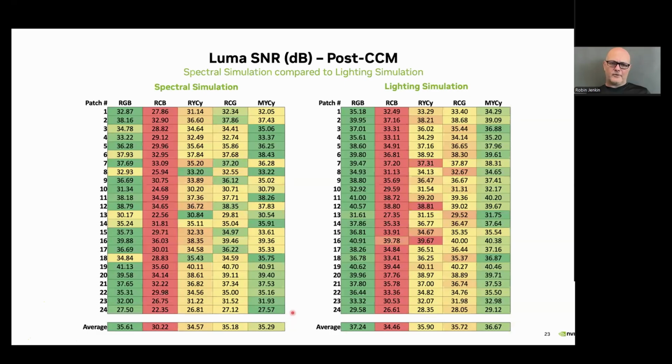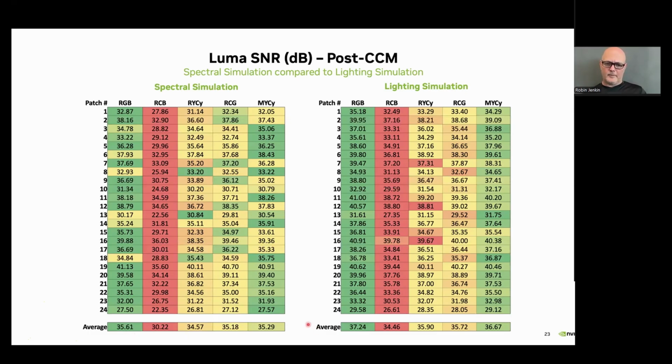If we look at post-CCM luma SNR, again, spectral simulation on the left, lighting simulation on the right. Again, the trends seem to be matching. So we have this reversal that we were talking about before, because we have these strong color correction terms in the RCB. It comes out the worst, with the RGB coming out on top.